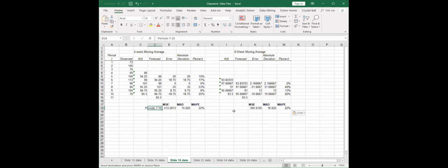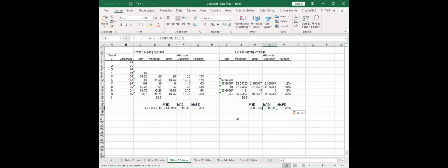Yeah. You did the right thing because you're comparing those against the numbers that have been observed. 7 through 10. That's right. Correct. So 7 through 10, you got MSE lower for the 6-week moving average. Yes. MAPE, same. MAD, slightly higher. So one question is why 7 through 10?